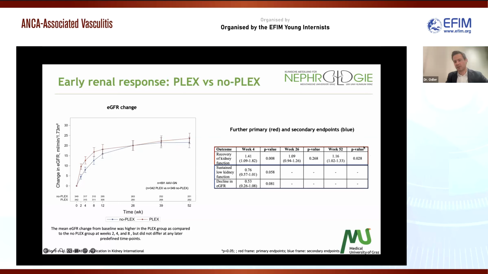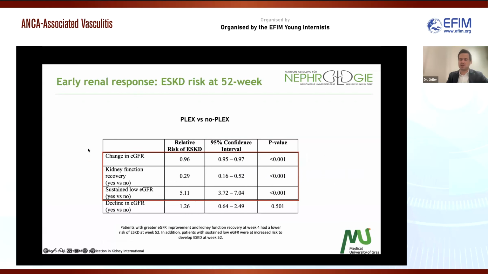We also determined some more primary outcomes, and we saw that the recovery of kidney function, defined as a change of at least 15 milliliters per minute in eGFR, was also higher in those patients who received plasma exchange. And of course, I am quite sure that you are asking whether it makes any sense to consider these small differences at the beginning of treatment initiation.